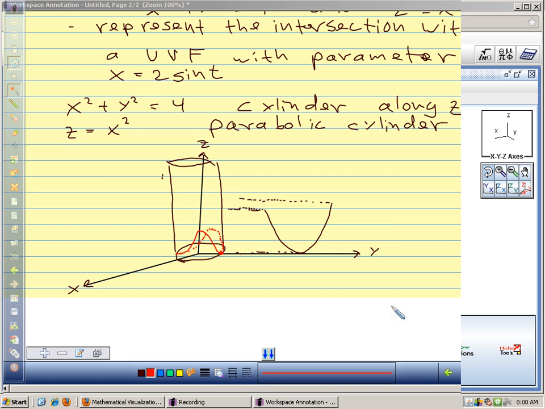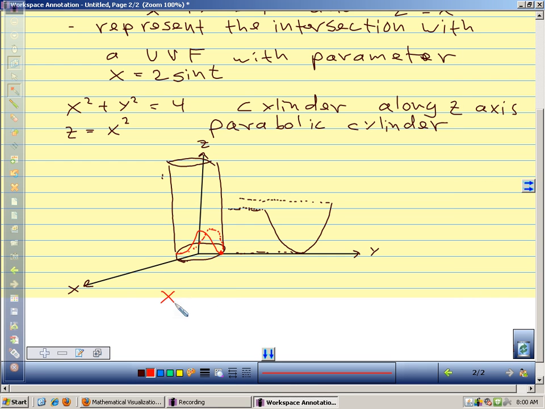Now we want to represent this as a vector valued function, and we're using the parameter x equals 2 sine t. So if x equals 2 sine t, and we need a circle in the xy plane, what is y going to be? Scott says 2 cosine t, just like we've been doing in the past to represent a circle. So x equals 2 sine t, that's the parameter that we were given, so y equals 2 cosine t. And we get x squared plus y squared equals 4 from this.